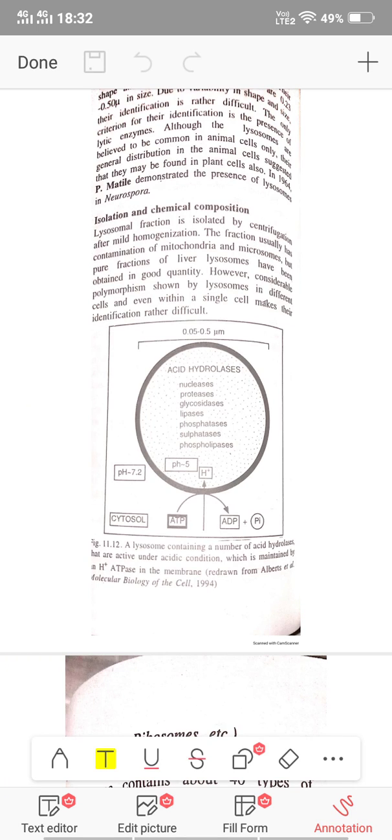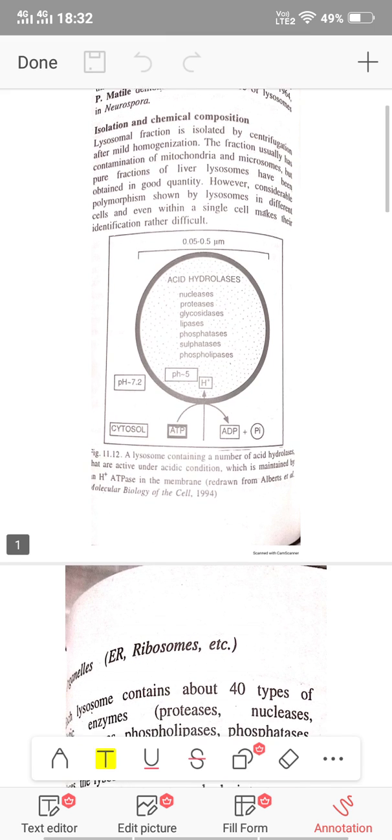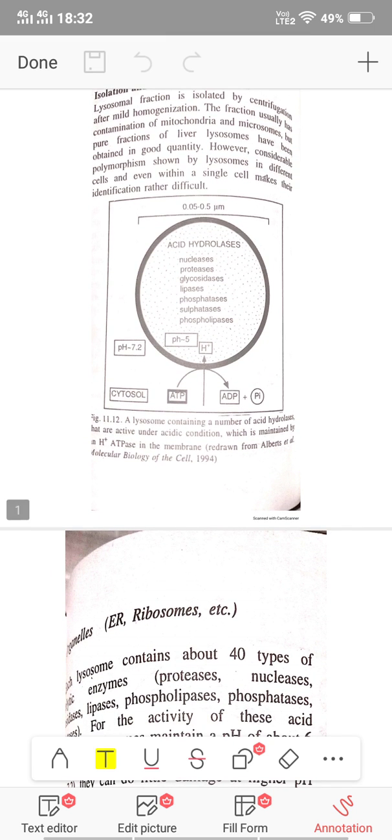Lysosome. As a result of microscopic studies, rounded dense bodies were observed in liver cells. These bodies were initially described as pericanalicular dense bodies. In 1955, C.D. de Duve renamed these organelles lysosomes because they contain enzymes capable of lysis. A lysosome, therefore, is a lytic body.